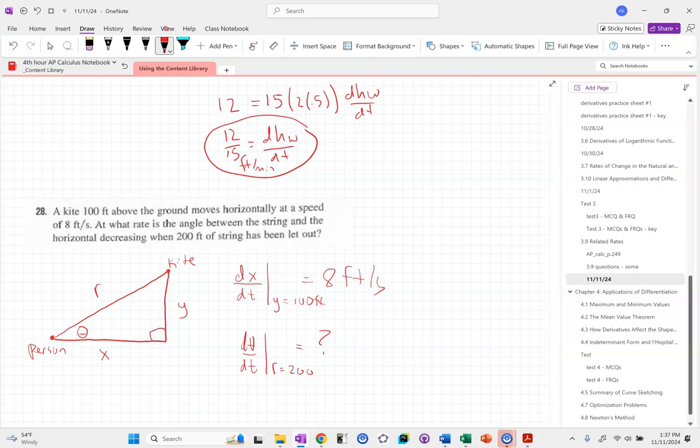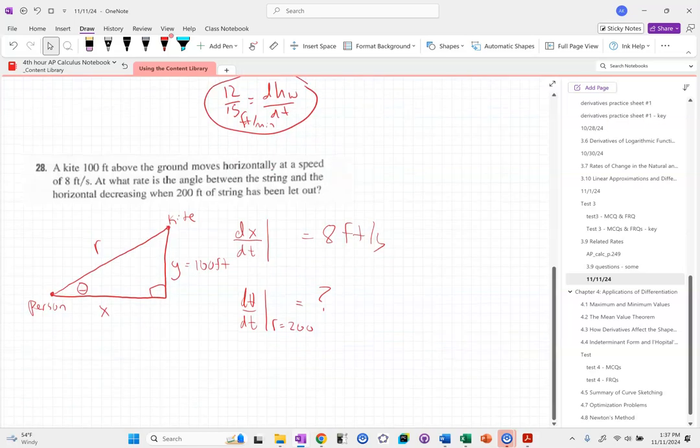Let's read that one more time. I feel like I might have misplaced this thing. A kite 100 feet above the ground moves horizontally. I don't think that's supposed to be there. I think that's just going to be constant. I don't know that we can do it if it's not.